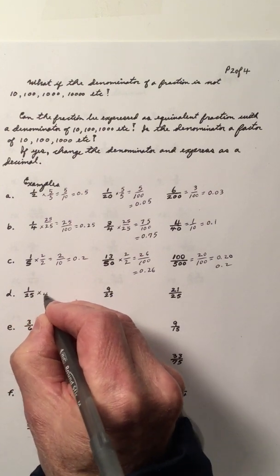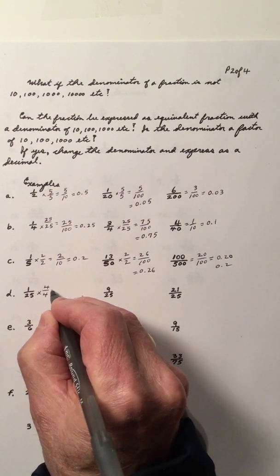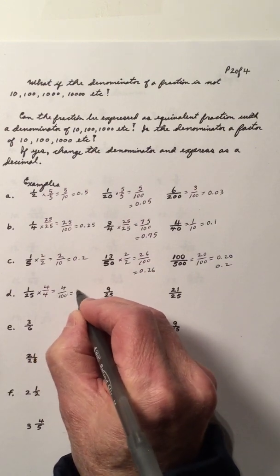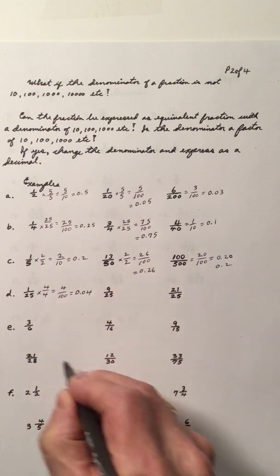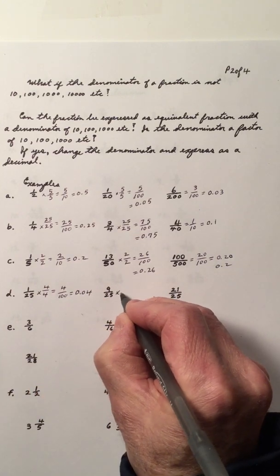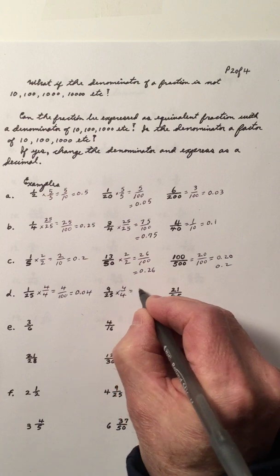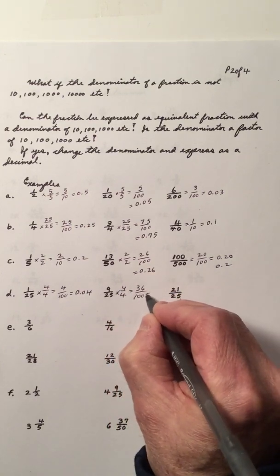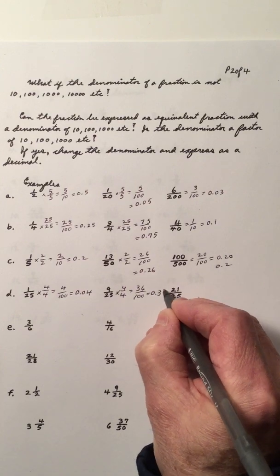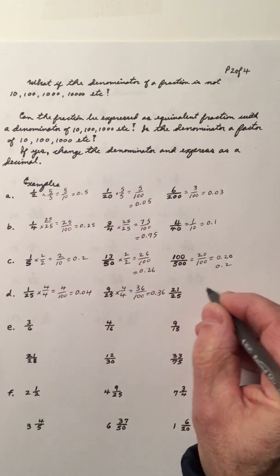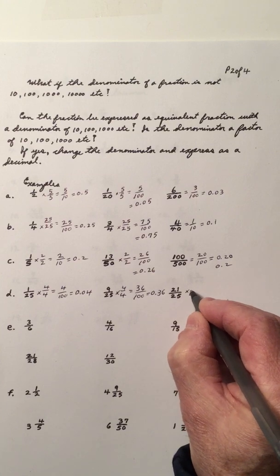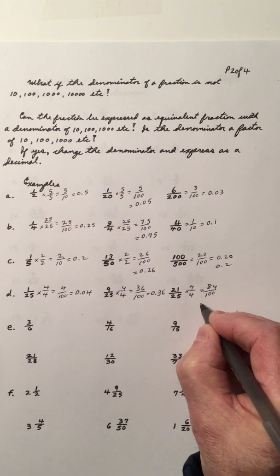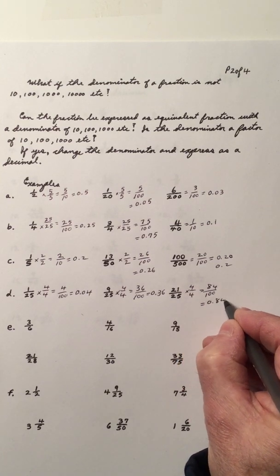1/25, we need 4 times 25 to get 100, so we multiply top and bottom by 4. 4 over 100 is decimal 0.04. 9/25 again, we multiply by 4. 4 nines are 36. 25 times 4 is 100. And we get decimal 0.36 because the 6 has to go in the hundredths place. 21/25 again, so we multiply by 4. That gives us 84 over 100, and that's 0.84.